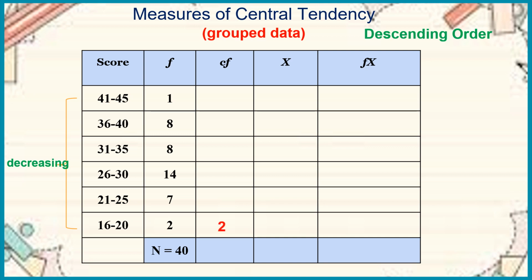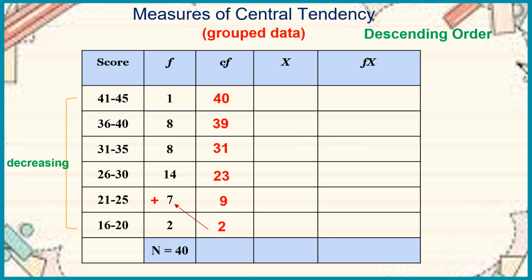So 2 plus 7 is equal to 9. 9 plus 14 is equal to 23. 23 plus 8 is equal to 31. 31 plus 8 is equal to 39. 39 plus 1 is equal to 40. So our cumulative frequency total is equal to your N, which is 40.